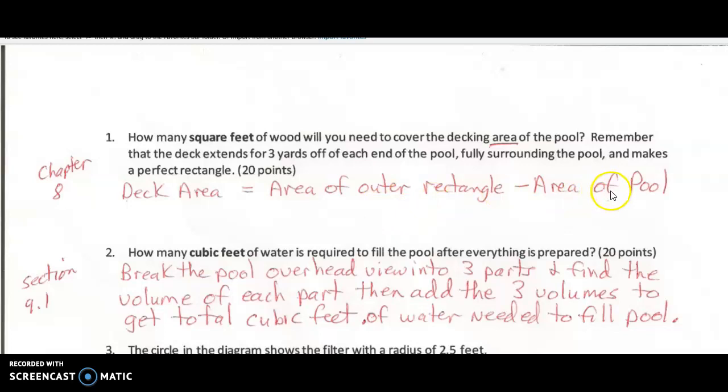We know the dimensions of the pool, so we have to use our area formula for a rectangle, which is length times width. Length times width for the outer rectangle, and length times width for the pool. Once you've determined these 2 numbers, you subtract them. That'll give you your deck area.